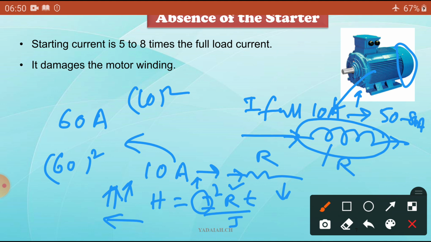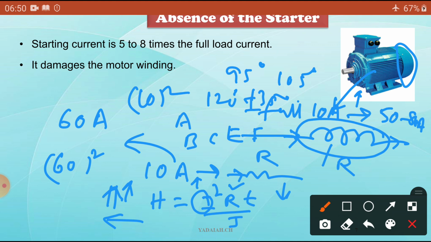We know the class A, class B, class C, class E, class F types of insulation. Each insulation is specified by a temperature limit, such as 95 degrees, 105 degrees, 120 degrees, 135 degrees, which we have already seen. For each temperature we have classified different types of insulating materials. Whatever the manufacturer assumed, this may be class B type, so it is decided with 120 degrees, and they will provide the insulation accordingly.